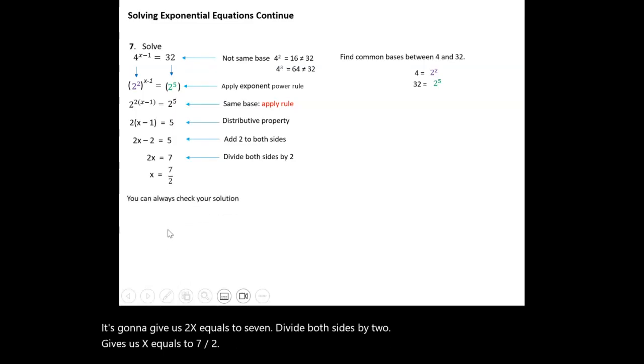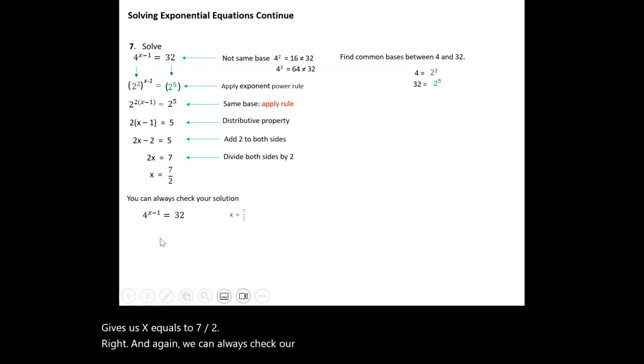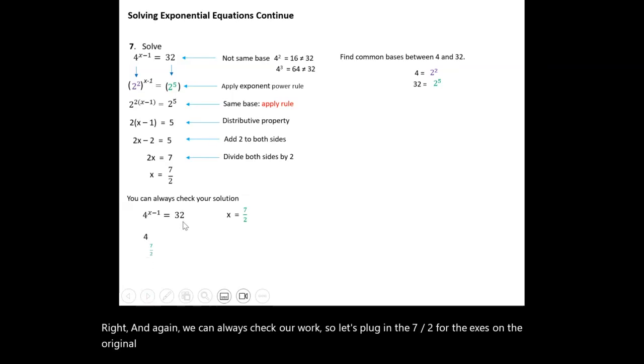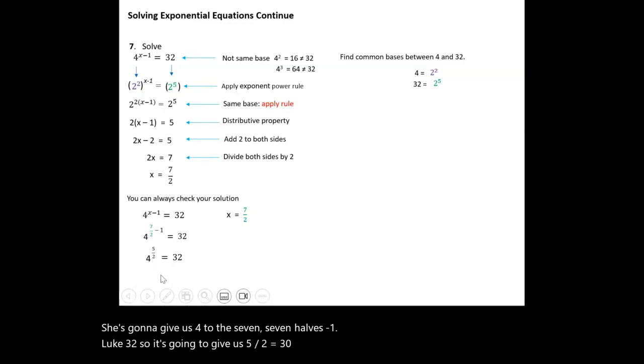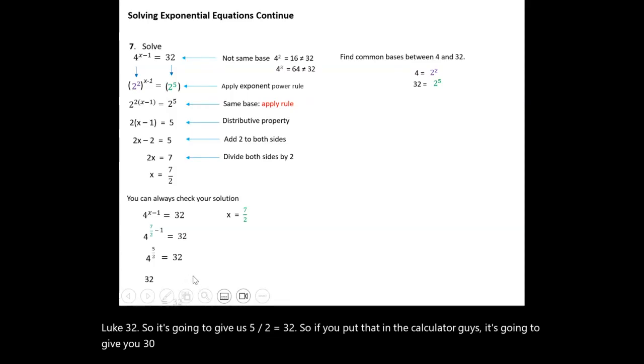Right? And again, we can always check our work. So let's plug in the 7 over 2 where the x is in the original equation. So it's going to give us 4 to the 7 halves minus 1 equals 32. So it's going to give us 5 over 2 equals 32. So if you put that in the calculator, guys, it's going to give you 32. So 32 equals 32, so I know that's my correct answer.